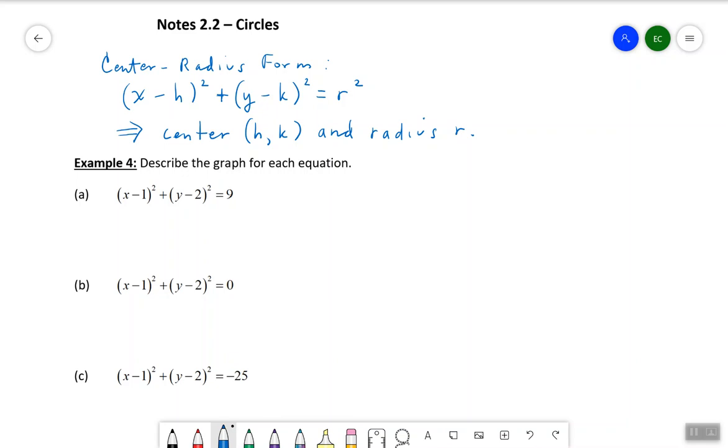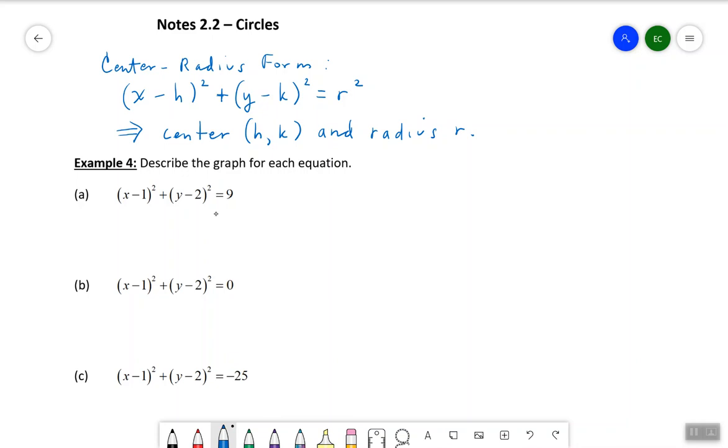We're here in section 2.2 and we're just about to finish up. I have one more thing that I'd like to go over with you. We're talking about circles and especially center-radius form of a circle. So that's the formula you see on the screen here, and that tells us that we have a circle with center at (h, k) and radius r. And so in example 4, we're just asked to describe the graph for each equation.